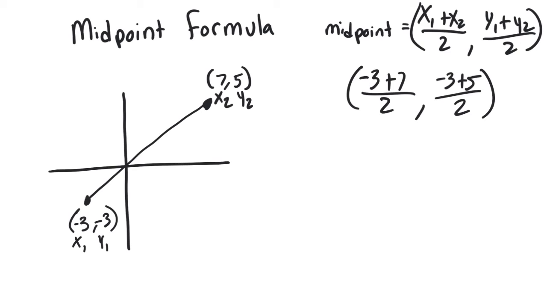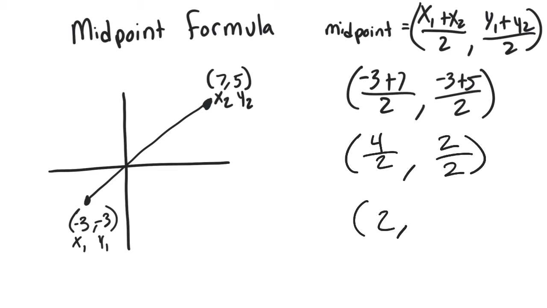And now I can just do the math. -3 plus 7 is going to give me 4. That's going to be over 2. And then -3 plus 5 is going to give me +2. That's also over 2. So now I can just divide them. 4 divided by 2 is 2, and 2 divided by 2 is 1. My midpoint would be (2, 1), which should be right around here.